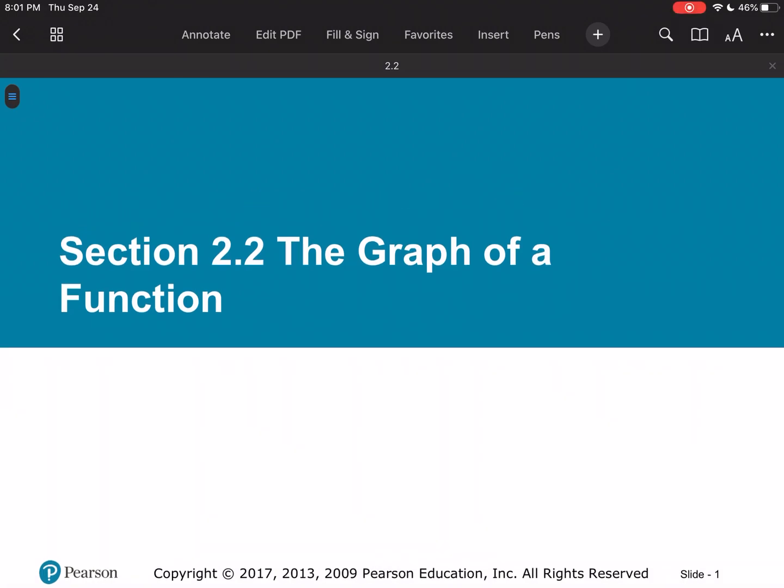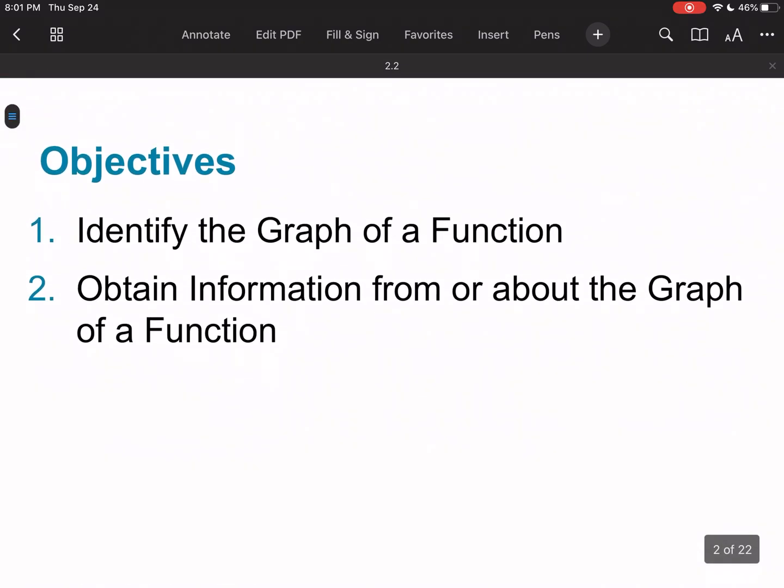All right, for section 2.2, the graph of a function. We're going to look at some graphs and we're going to determine whether or not they're functions. And I think we have two specific objectives for the day. Yep, identify the graph of a function and then obtain information from or about the graph of a function.